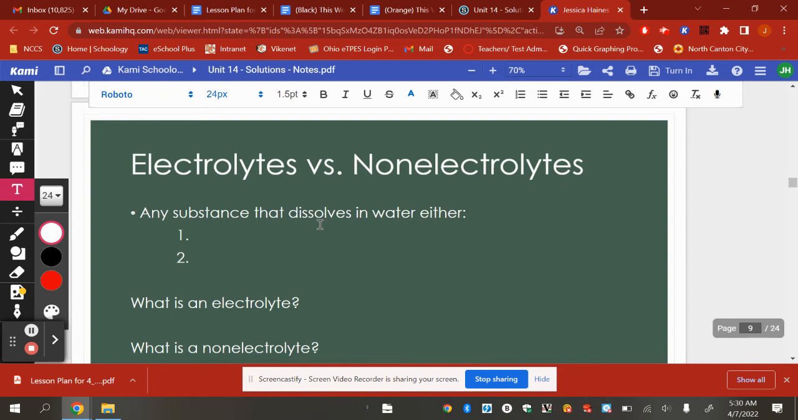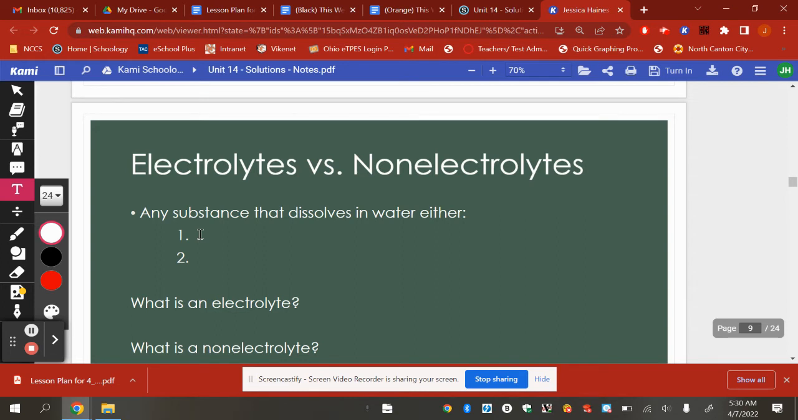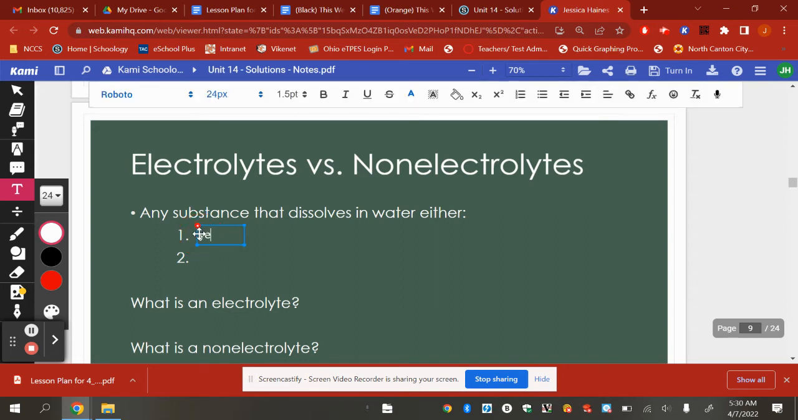So let's talk about electrolytes and non-electrolytes, what they are. These are common words for us. Any substance that dissolves in water does one of two things. It either yields molecules, and we'll give examples of these, or it yields ions.